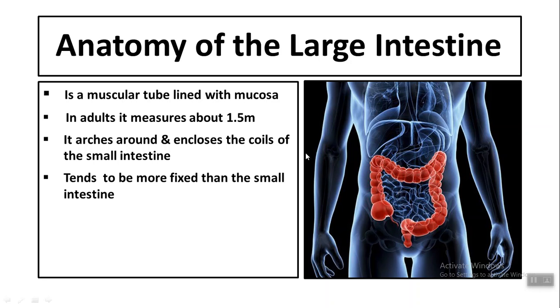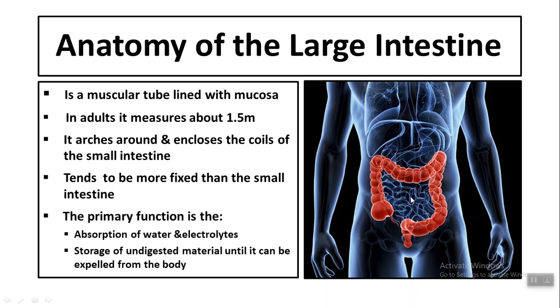The large intestine is more fixed to the posterior abdominal wall by peritoneum than that of the small intestine, which lies more freely inside the abdominal cavity. The primary function of the large intestine is the absorption of water and electrolyte. Next is the storage of undigested material until it can be expelled from the body as feces.